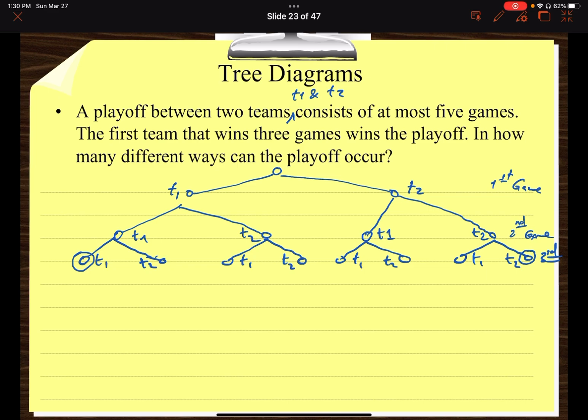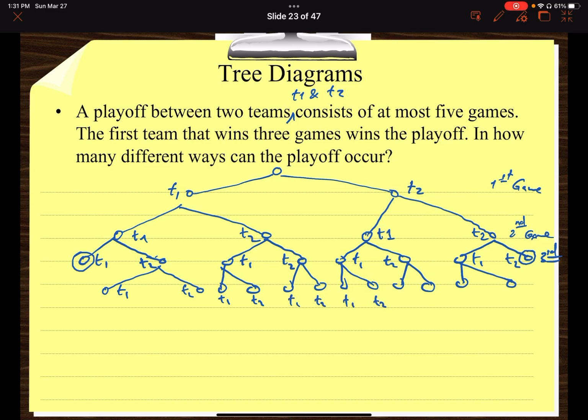The rest, it's basically 2-1, right? One of them is 2-1 for T1, one of them is 2-1 for T2. So now we need a 4th game for these, right? I don't need to continue my tree here. All I need is to continue my tree here. So this is T1, T2 for each of them.